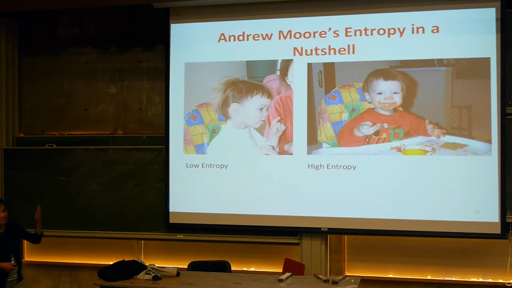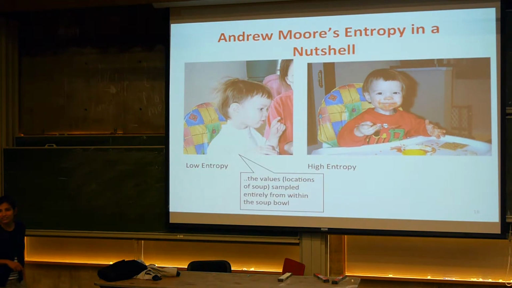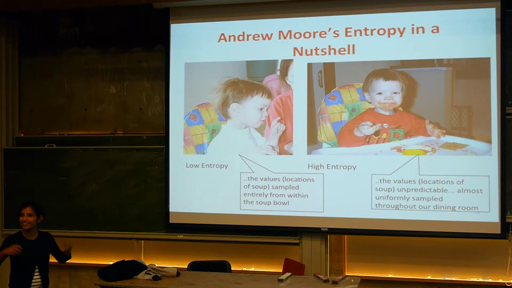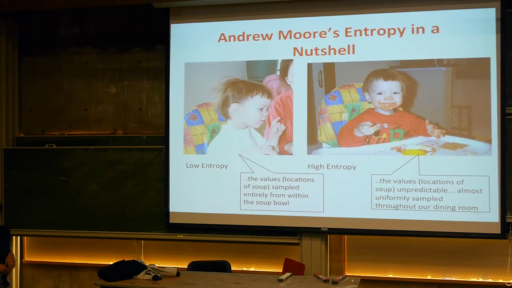So Andrew Moore is our dean of SCS. He used to use this slide, his son in a low entropy state, where the values of his soup are sampled entirely within the bowl, versus when they are sampled from all over the dining room. So you can see that this is clearly a high entropy state. All right, so hopefully this picture will remind you of what entropy means, how random you are. Okay, so higher entropy means more randomness.